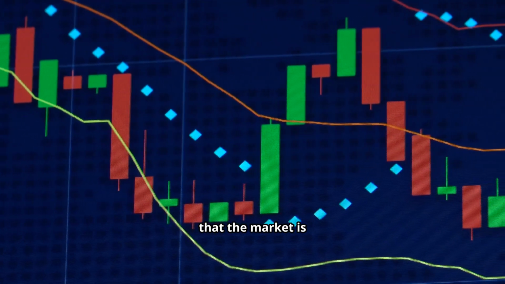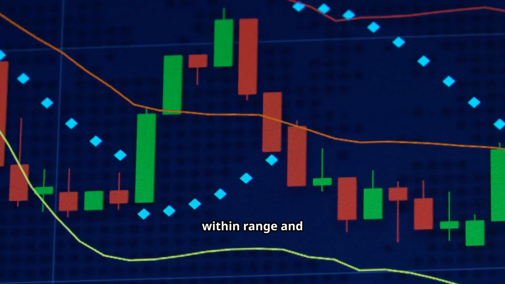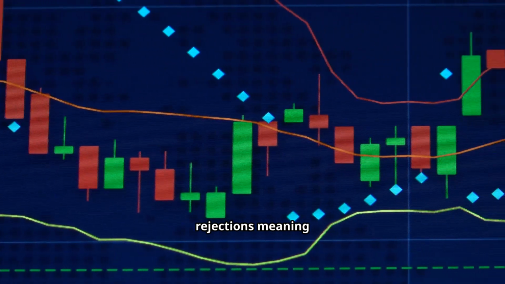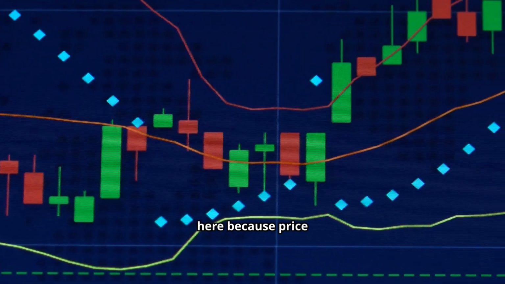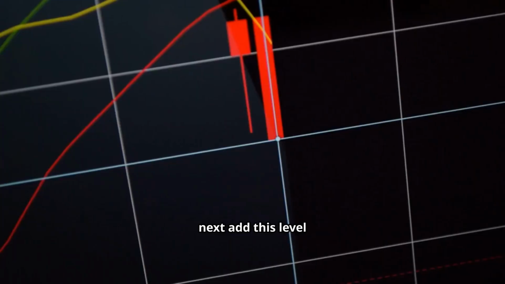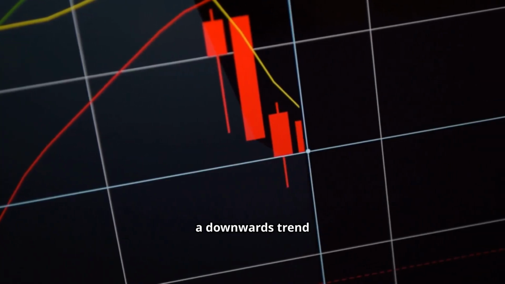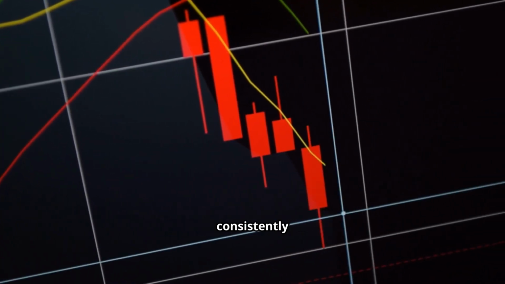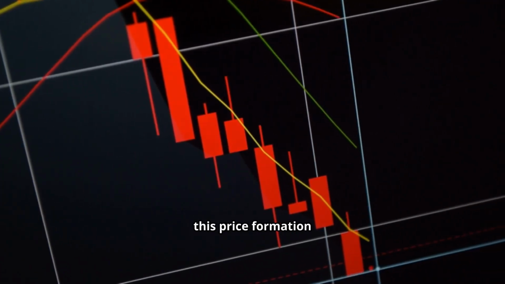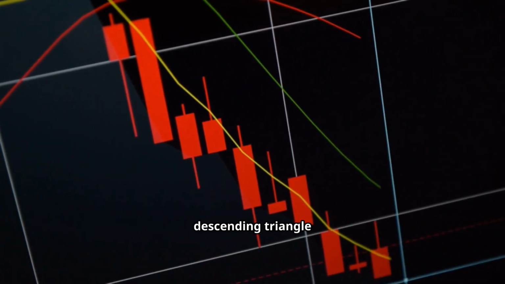We can see that the market is moving sideways or within a range, and below this area here we spotted multiple rejections, meaning we can draw a key support level down here because price has a tendency to reverse after hitting that area. Next, at this level above here, we notice a downwards trend line as the price is consistently rejecting this upper area. Now, if we take a closer look at this price formation, it's actually a descending triangle pattern.